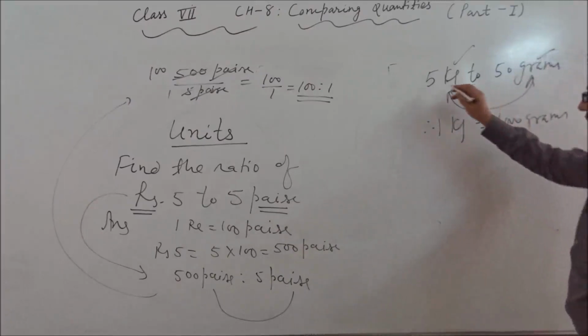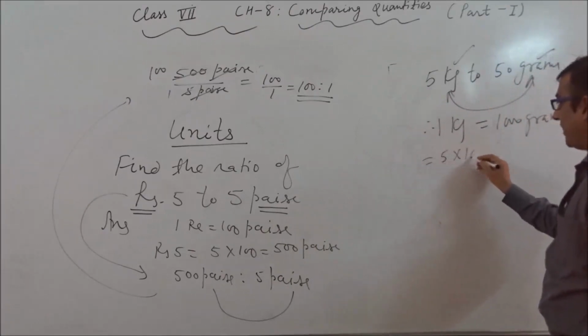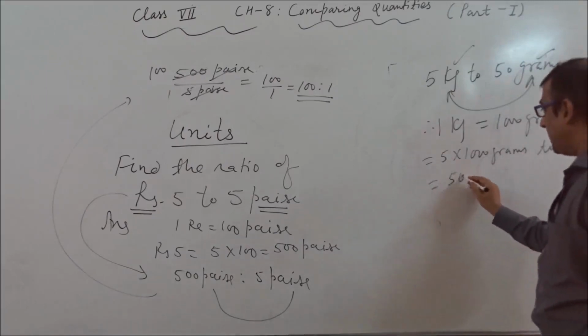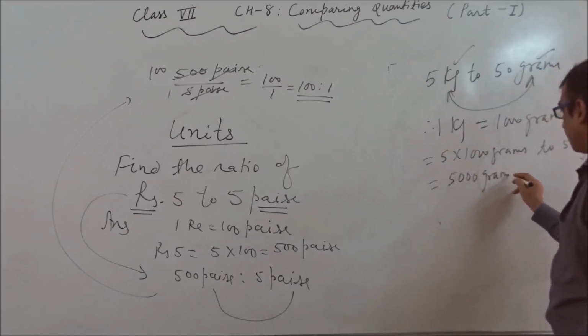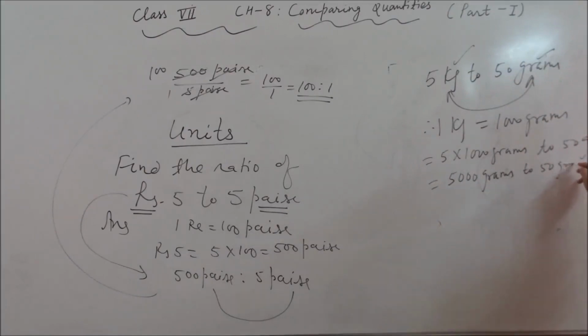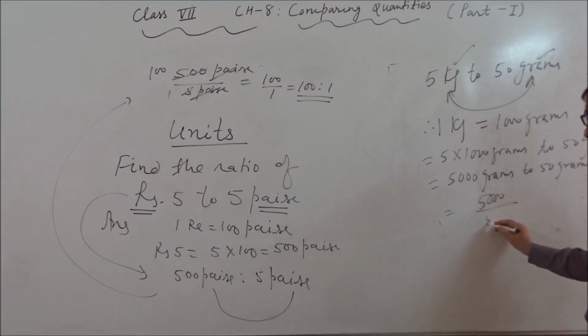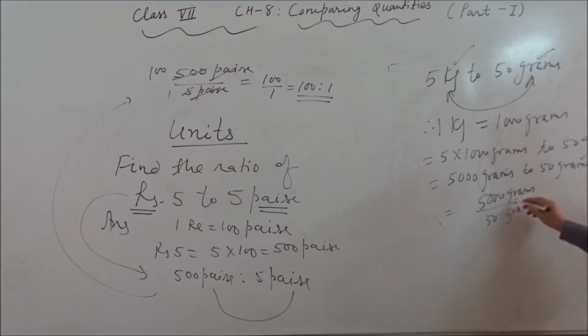So 5 kg can be written as 5 into 1000 grams, and 50 grams as it is. Now both the units are the same. If units are the same, then comparison is possible. It can be written as 5000 grams to 50 grams, and it can be written as 5000 upon 50. So grams cancel with grams, 0 cancels with 0, and this is 100 times and this is 1 time. So again we will get 100 upon 1, or it can be written as 100 is to 1.